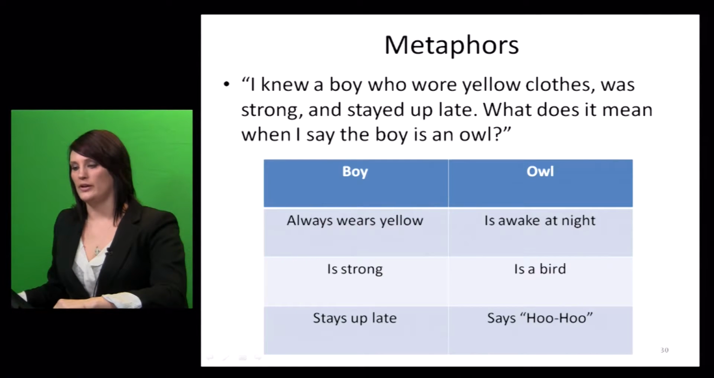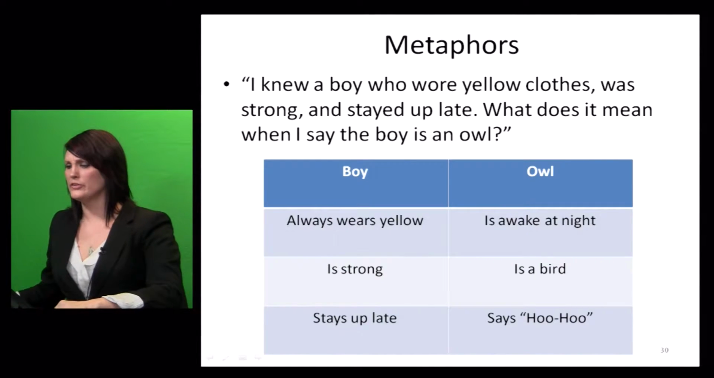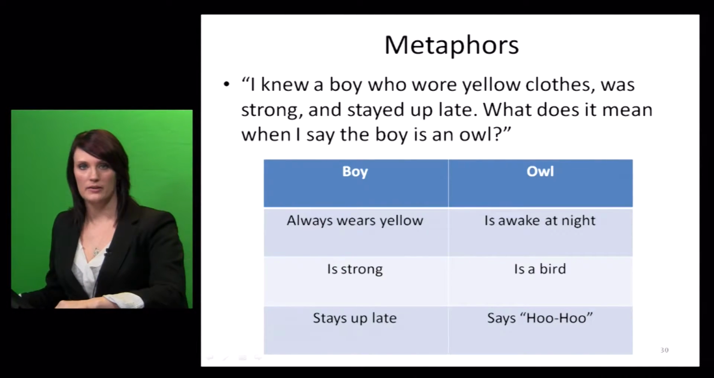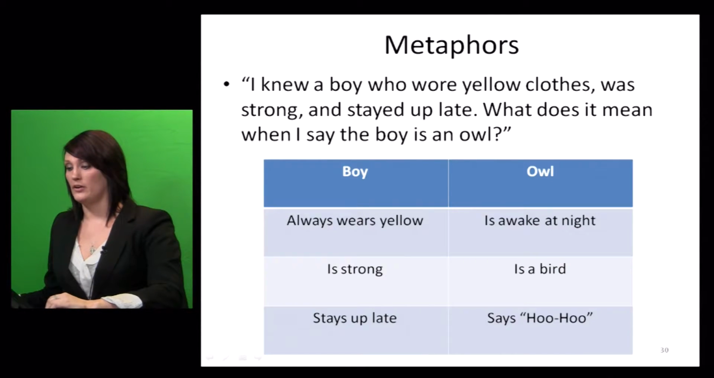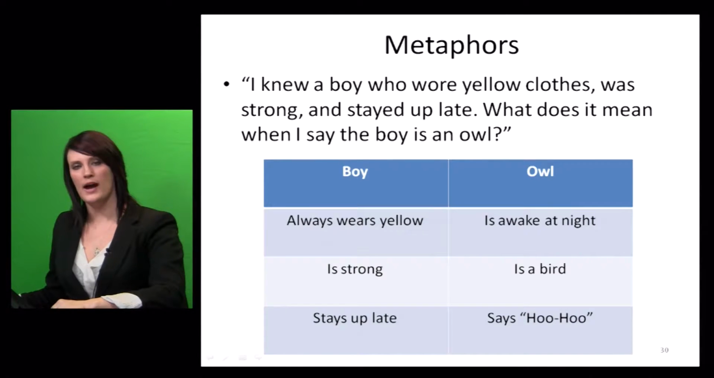At this point, one prerequisite skill that the children had was being able to determine the features of something. That was already established before starting the study. Then we told the children either to talk through it or use a visual aid, somewhat like you see here, to determine what the metaphor means. So the boy in this story always wears yellow, is strong, and stays up late. So what's the owl like? The owl is awake at night, is a bird, and says hoo hoo.